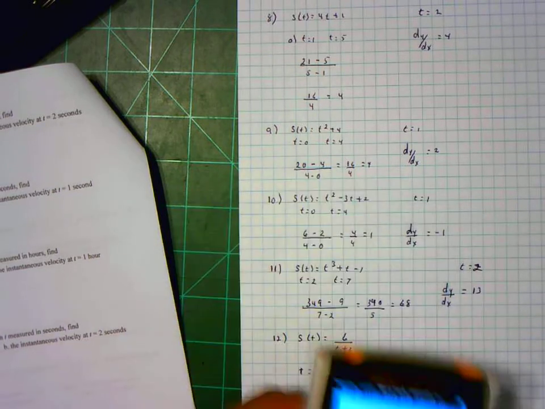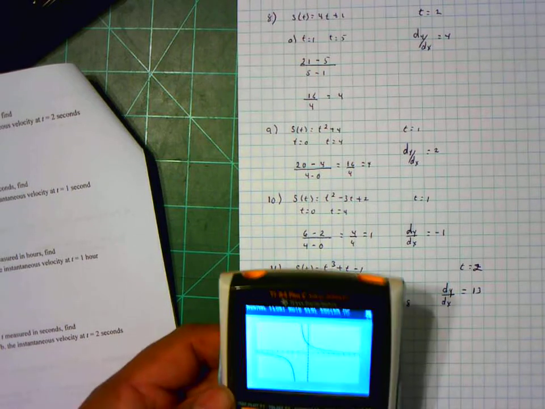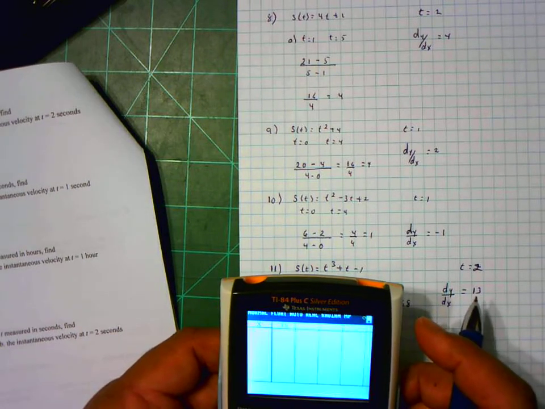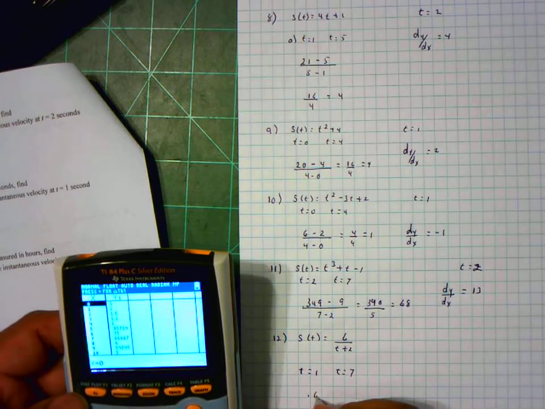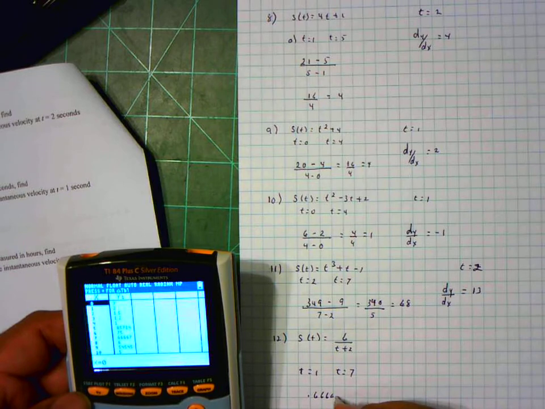Now I'm looking for the average velocity from 7, so at 7 I'm going to get 0.66667.